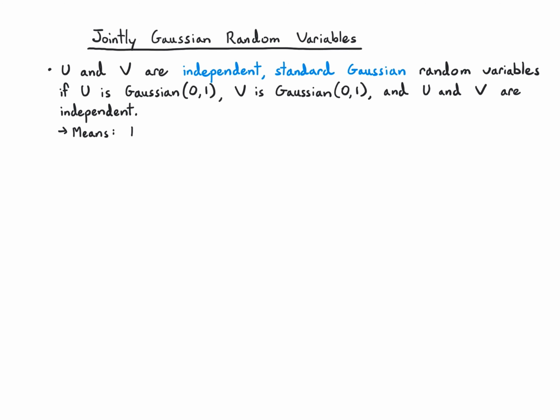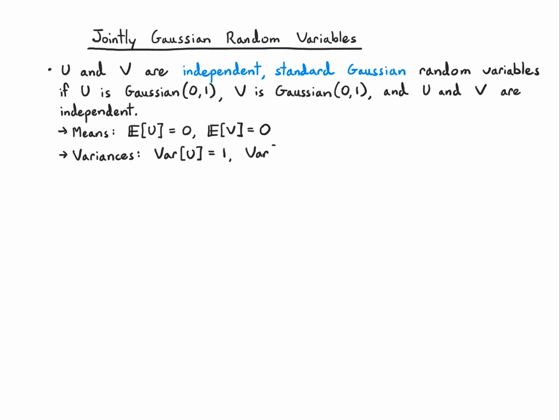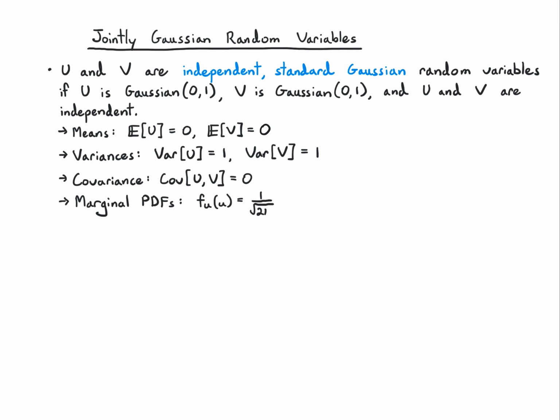Their means are just going to be 0 and 0. Their variances are going to be 1 and 1. Their covariance is going to be 0 because they're independent. Their marginal PDFs are just going to be individual Gaussian PDFs with mean 0 and variance 1. So we've written that out here.